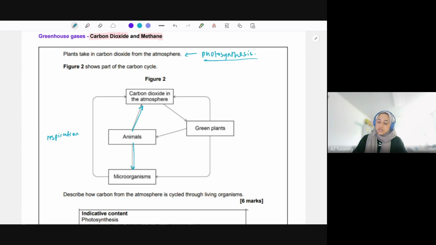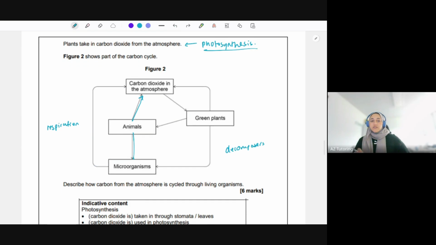Animals to microorganisms. When animals die, you bury them. What feeds on the animals? The microorganisms, in particular decomposers, are feeding on the animals. So the carbon's basically cycling around everywhere. And then you can see with the microorganisms, well, they're also going to be doing respiration as well. So that's why they contribute to carbon dioxide in the atmosphere.